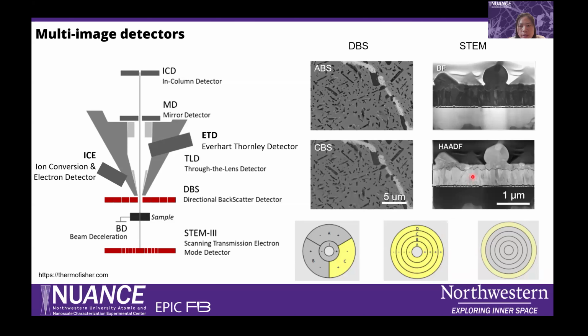And last is the STEM detector below the sample. So it's similar to the TEM. So we can use annular detectors, outer rings for the dark field imaging and inner rings for the bright field imaging. So it fills the gap between the SEM and the TEM. So you can check the quality of your lamella sample before you conduct the TEM observation.